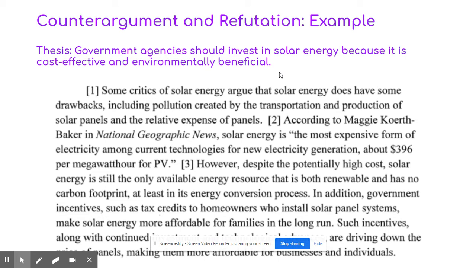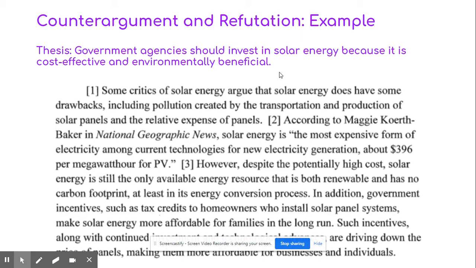So here we have another paragraph. This time I'm going to have you guys decide where you're seeing the counterargument and the refutation in each of these labeled sentences. So we have a thesis statement here about solar energy, and it's pro-solar energy. The thesis reads, government agencies should invest in solar energy because it is cost-effective and environmentally beneficial. So this person writing this piece believes in solar energy, but this would be a paragraph from the essay that includes some counterargument. So I'd like you to read through this. We have 3 sentences labeled here, and you'll answer questions about which is counterargument, which is refutation, and so on.